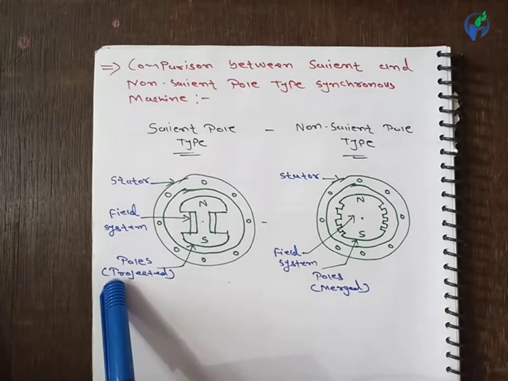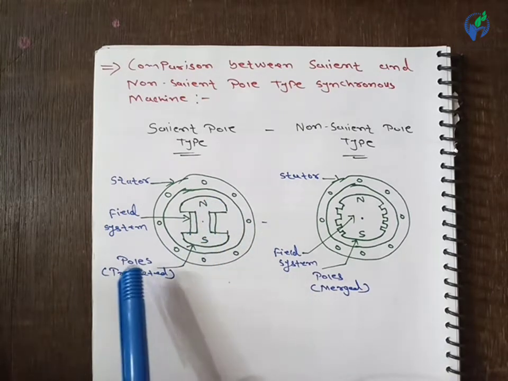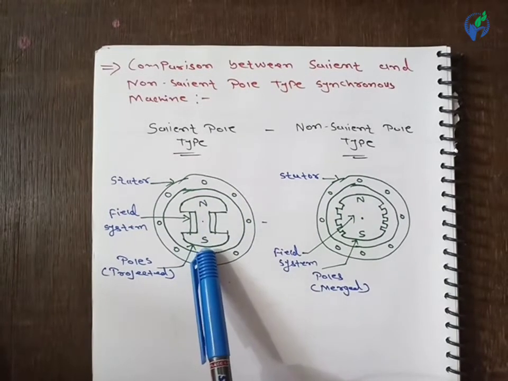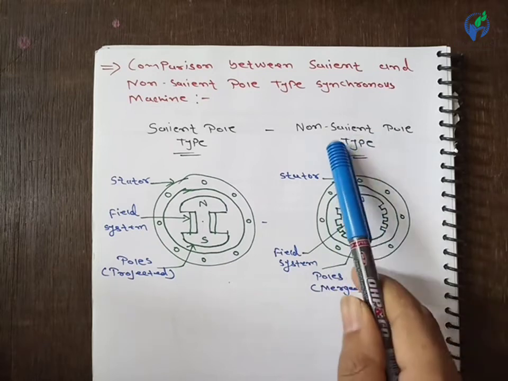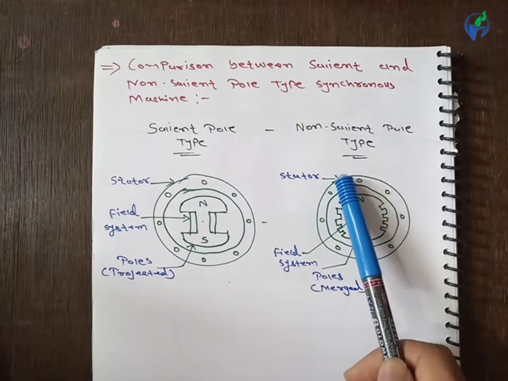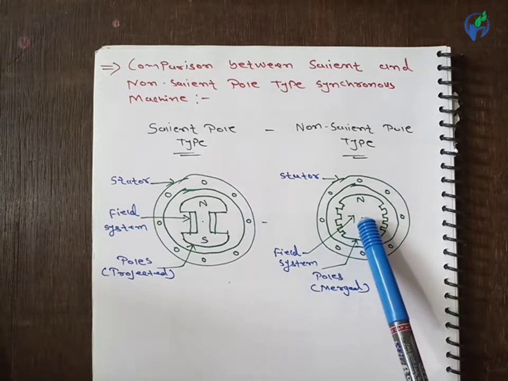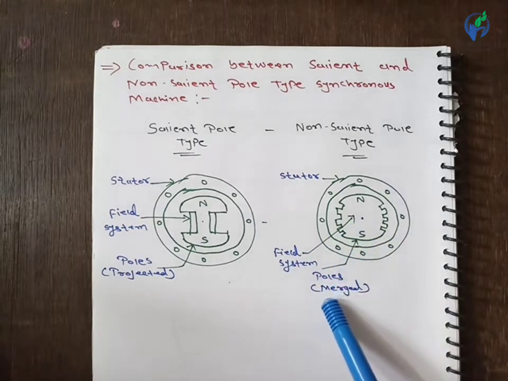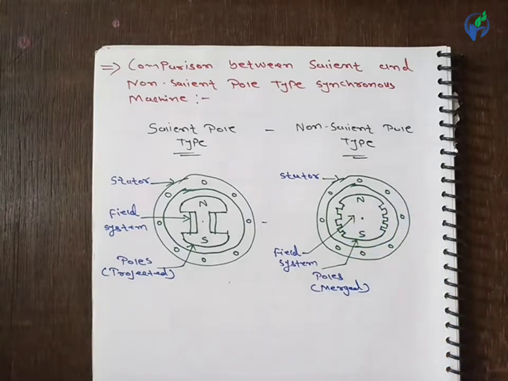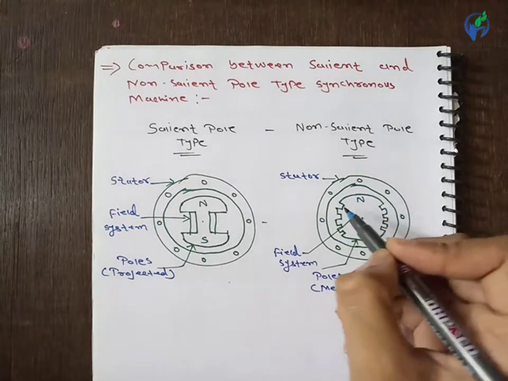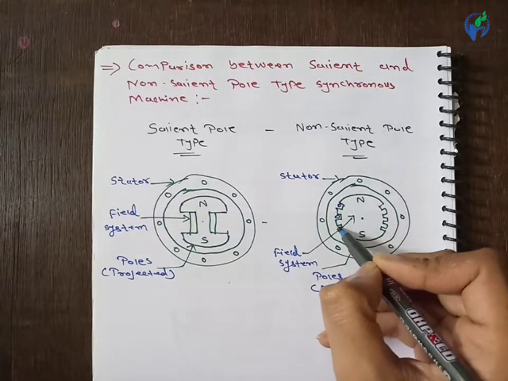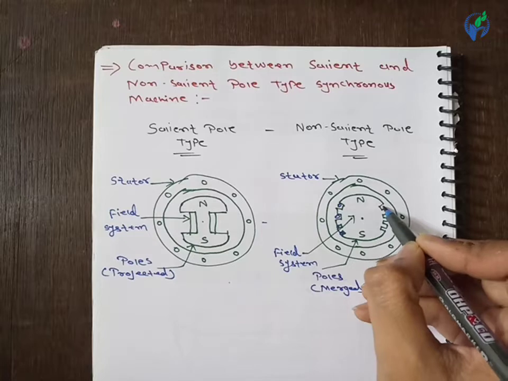So we represent here a pole. This is a projected pole. This is known as a projected pole. In the non-salient pole type construction, here is a stator, this is a field system, and also a pole. This is a merged pole. We can write here for the merged pole. So the winding is, which we can write here.